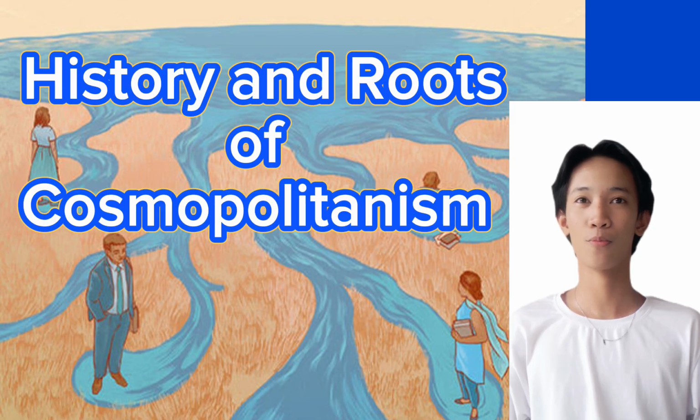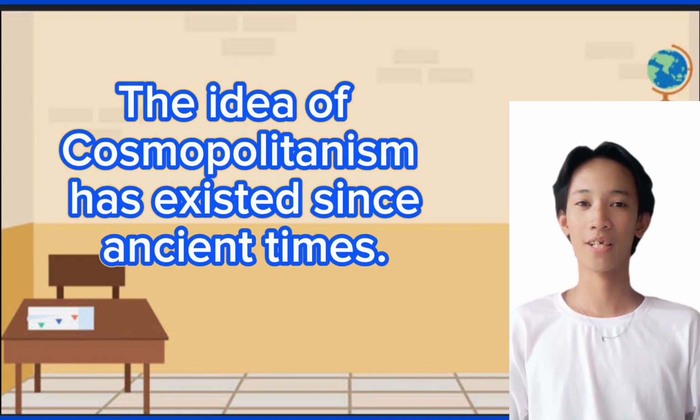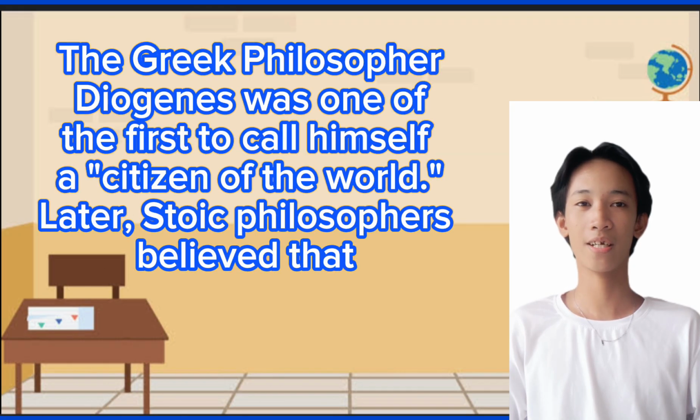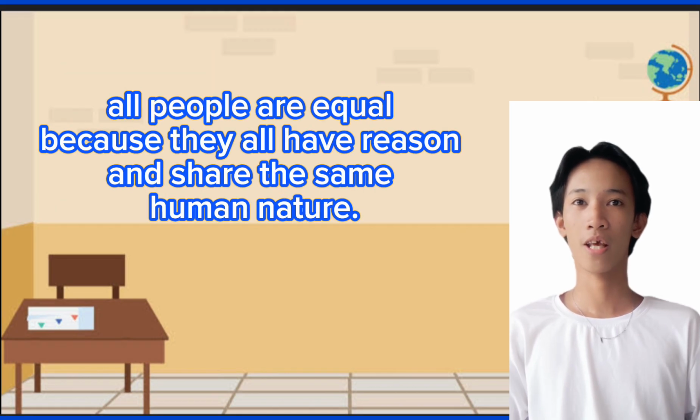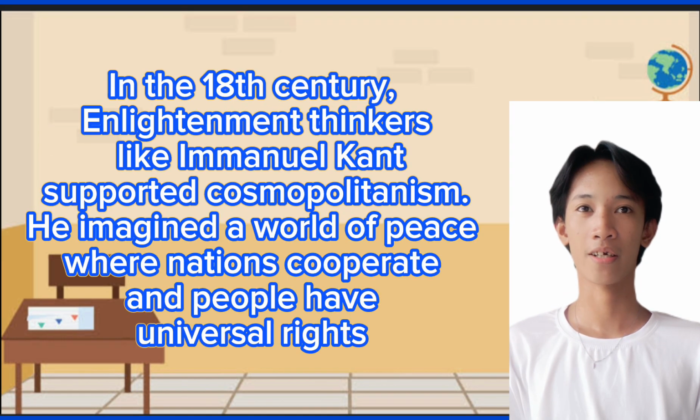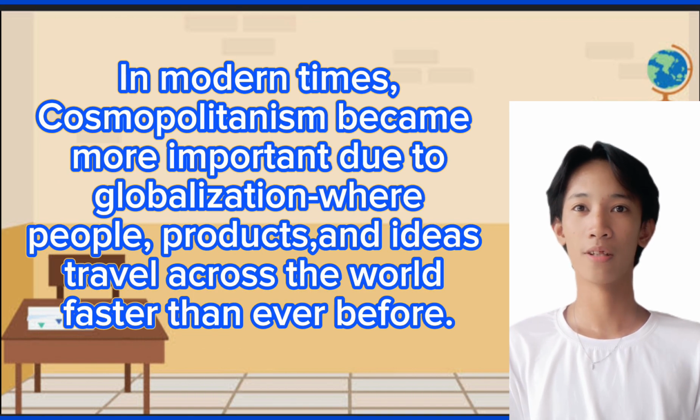History and roots of cosmopolitanism. The idea of cosmopolitanism has existed since ancient times. The Greek philosopher Diogenes was one of the first to call himself a citizen of the world. Later, the Stoic philosophers believed that all people are equal because they all have reason and share the same human nature. In the 18th century, Enlightenment thinkers like Immanuel Kant supported cosmopolitanism. He imagined a world of peace where nations cooperate and people have universal rights. In modern times, cosmopolitanism became more important due to globalization, where people, products, and ideas travel across the world faster than ever.